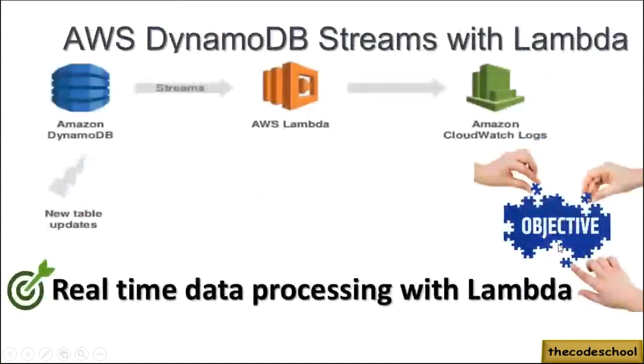So our use case is very simple. We are going to create a database table and a Lambda function, and we'll enable the streams, and we'll see that those logs are being written into CloudWatch. If we achieve this outcome, our assignment is done.